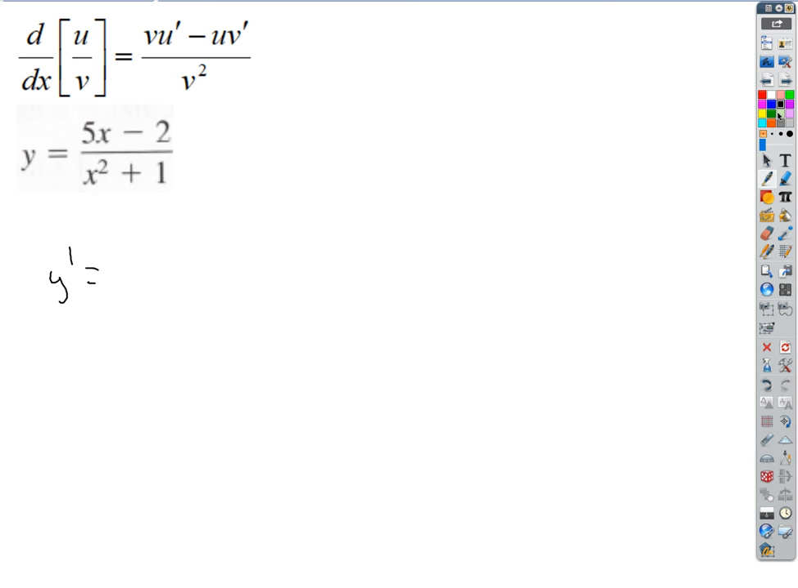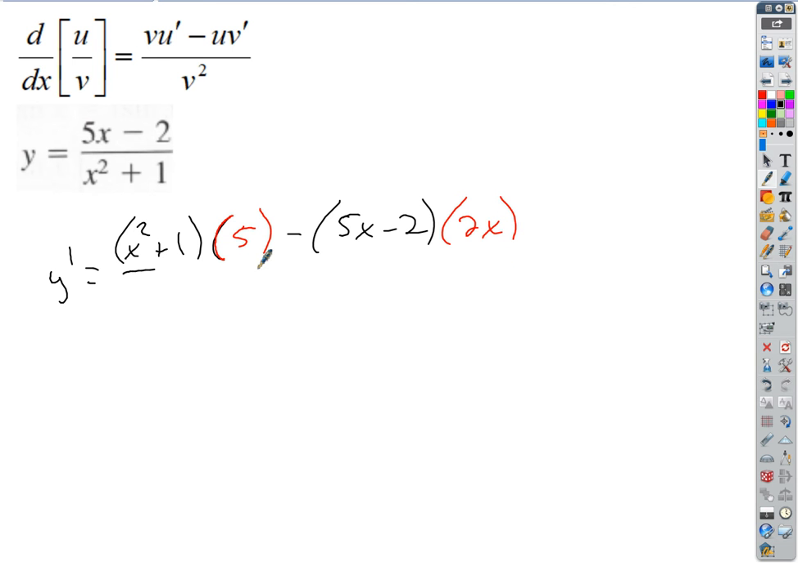So the low is going to be this one, right? There's v, times d high. What's u prime? 5, right? Good. The derivative of the top is just 5. Minus high d low. What's the derivative of the bottom? 2x, divided by low squared. Calculus is done. Now you're just simplifying.